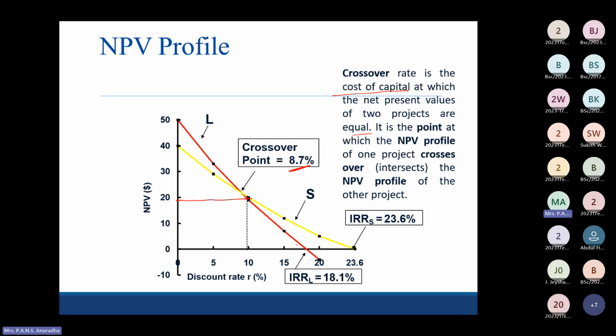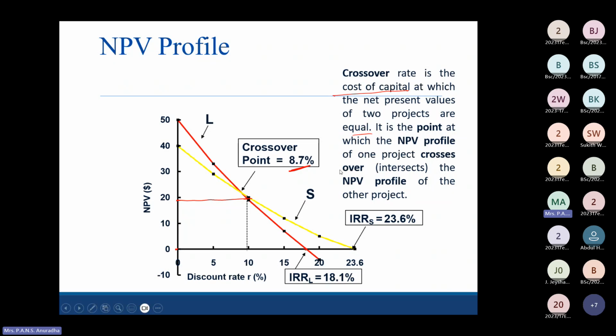If you look at this one also, this is the point where the NPV is 0. This is the IRR for project L, 18.1. For project S, this is the IRR, 23.6. Because IRR is the discount rate at the point where the NPV becomes 0. So if you look here, NPV is 0. This is the IRR for project L. This is the IRR for project S.